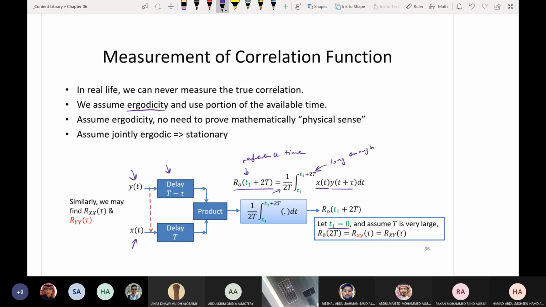So if you start at t equals 0 and you assume T is very large, then basically r0 of T will be equal to, or approaches, the time cross correlation function. And this is if T is long enough.